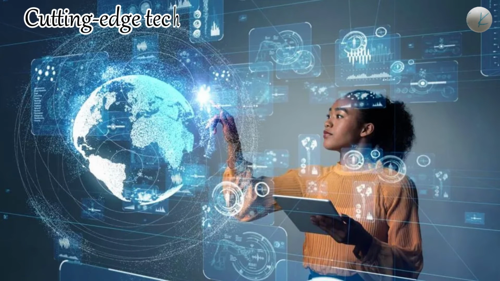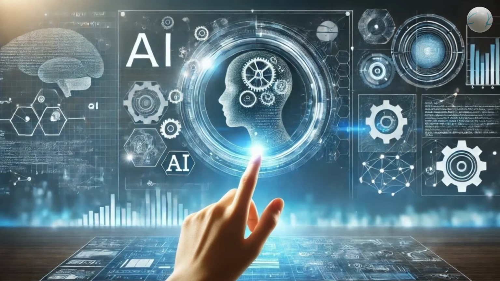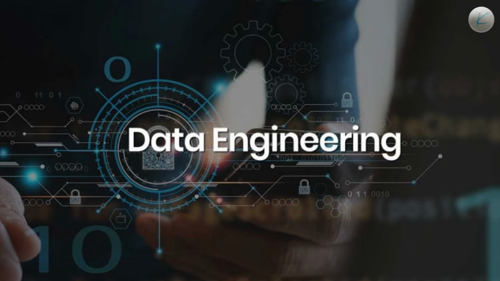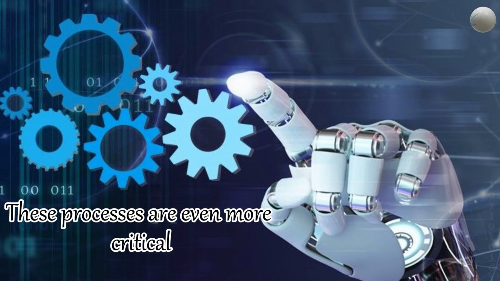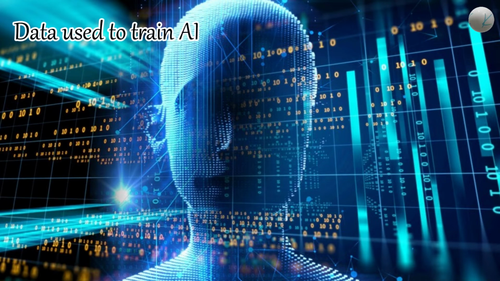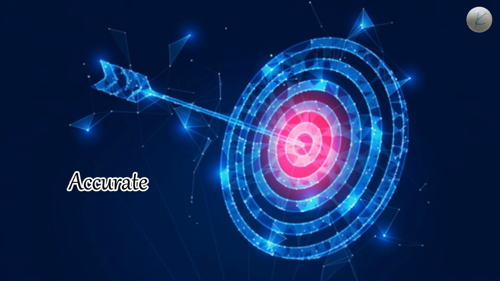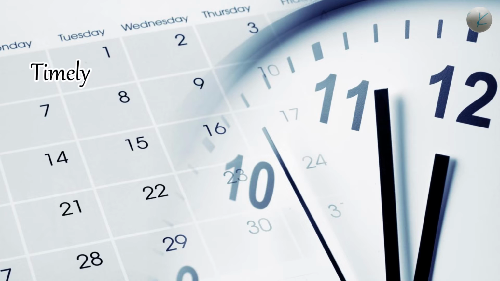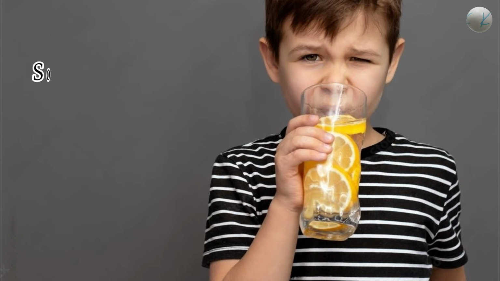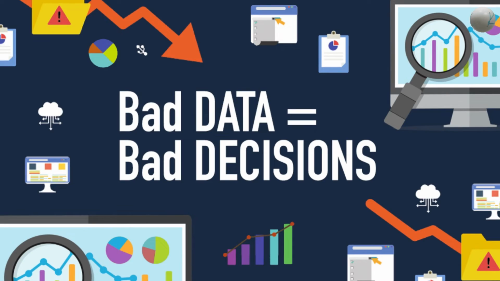For companies working with cutting-edge technologies like generative AI and data engineering, these processes are even more critical. They ensure that the data used to train AI models or make business decisions is accurate, reliable, and timely. If a company skips these steps, they might end up with sour lemonade, bad data that leads to poor decisions.